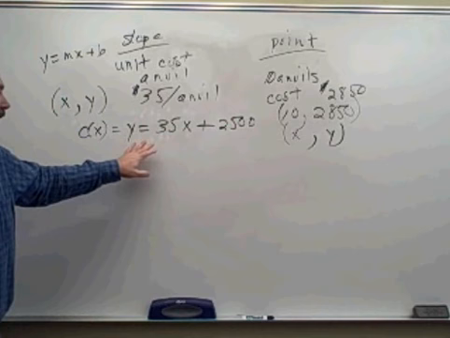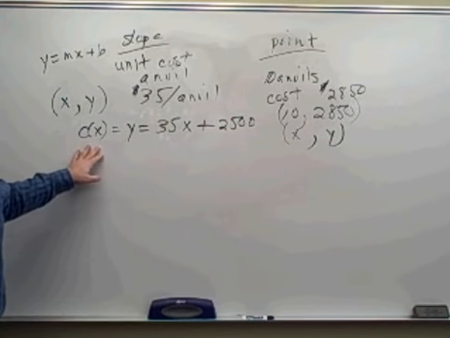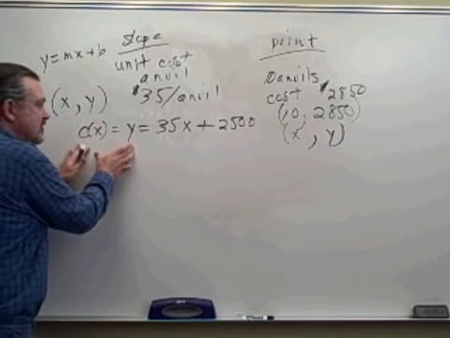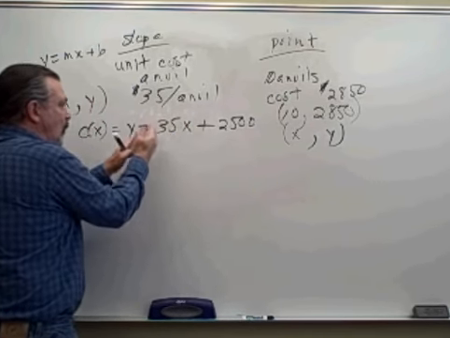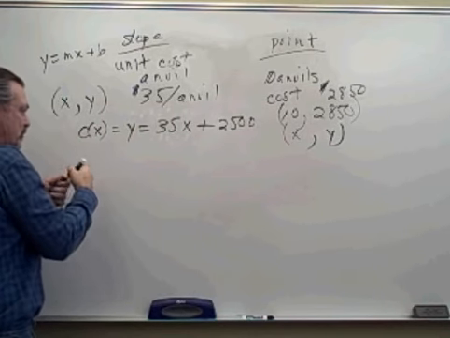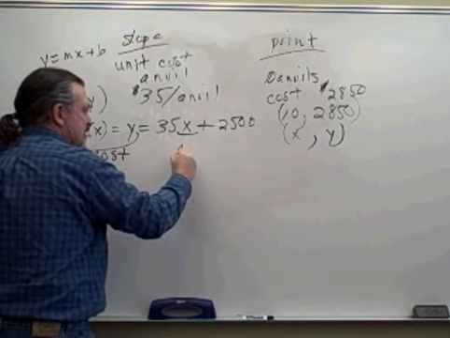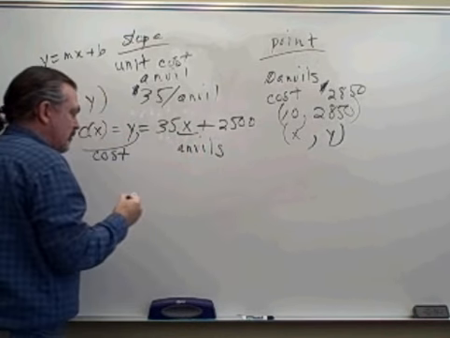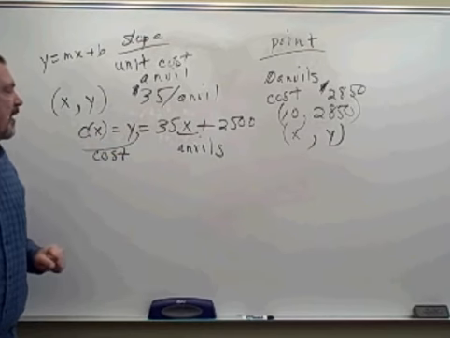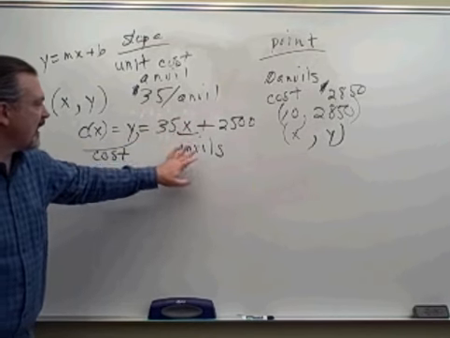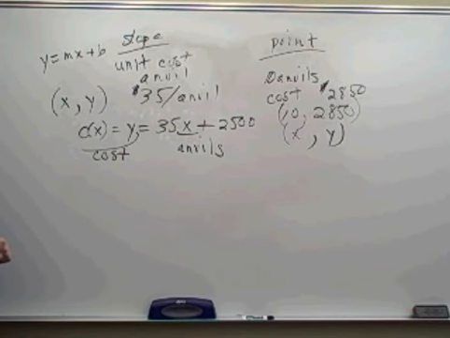And I've produced my cost equation, my cost function, where the cost depends on the number of anvils we're going to make. Y, or C of x, represents the cost. X represents the number of anvils we're going to make. And the cost is dependent upon the number of anvils. $35 per anvil plus $2,500 in fixed costs.